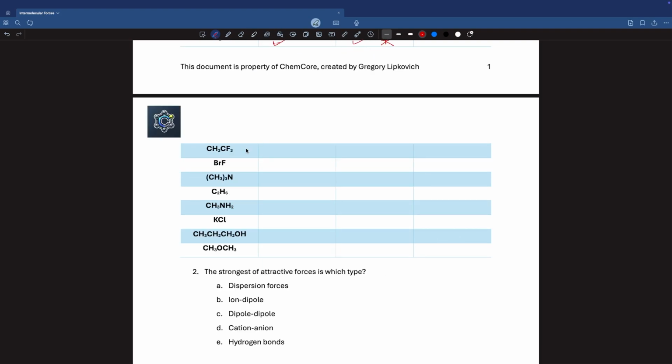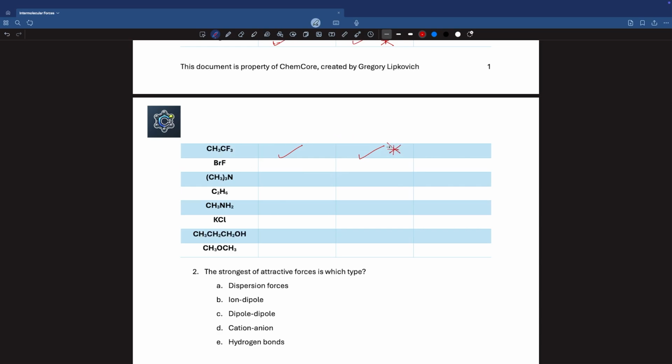The next structure is CH3CF3. It is a covalent molecule, so London dispersion forces. It is also polar, but it does not have hydrogens connected to fluorine. Even though we do have fluorine, don't get tricked by that. Draw the Lewis structure. You'll see that hydrogens are not connected to the fluorines, so dipole-dipole forces are our strongest force.